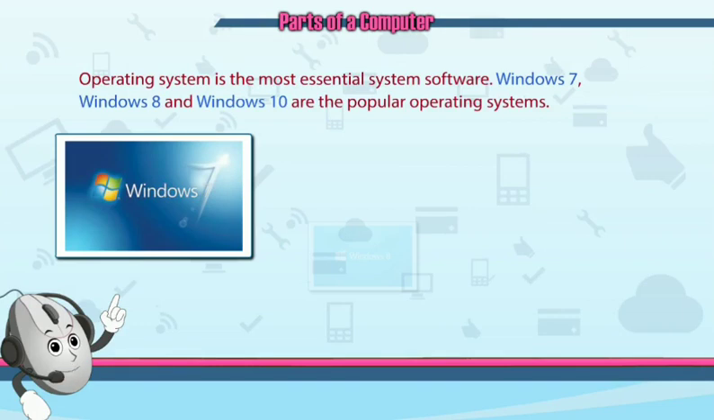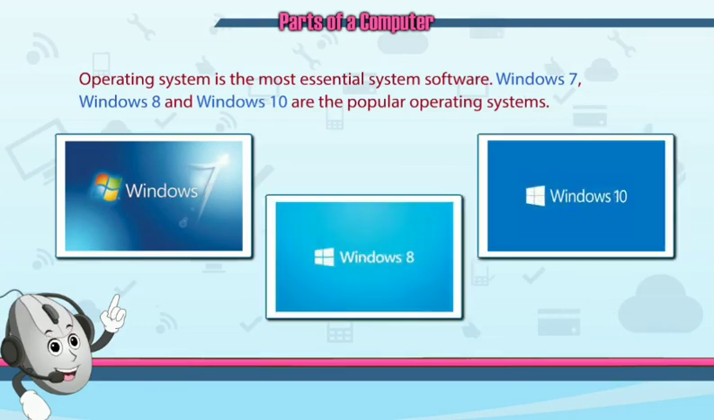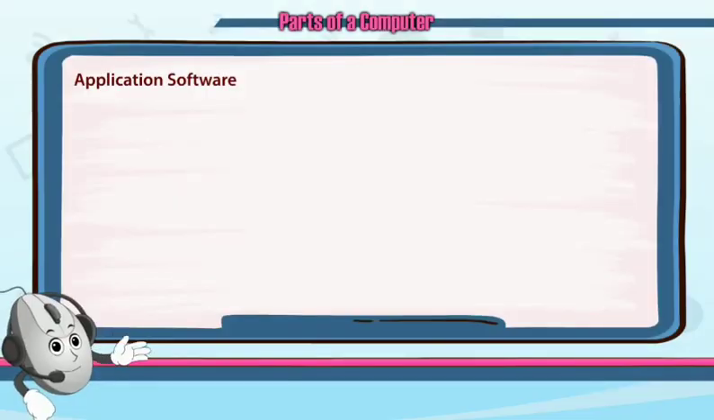Some examples: operating system is the most essential system software. Windows 7, Windows 8 and Windows 10 are popular operating systems.